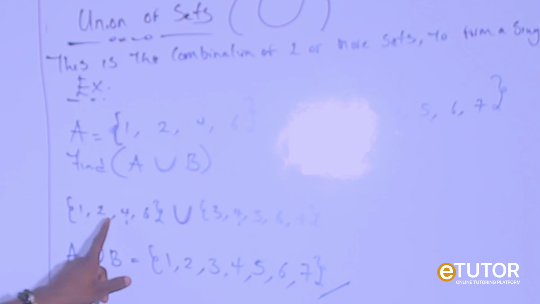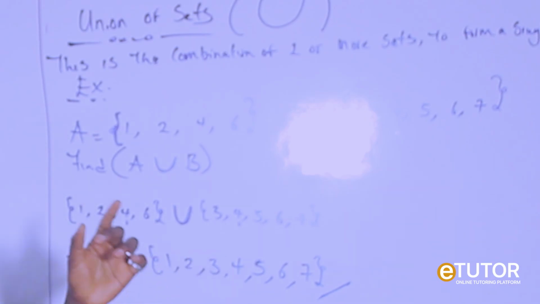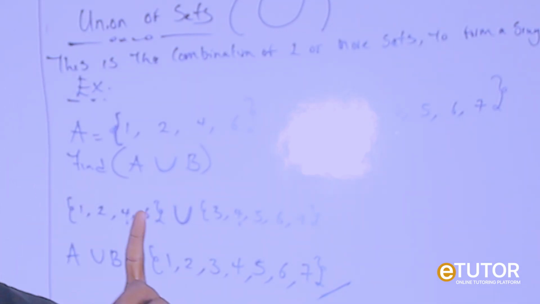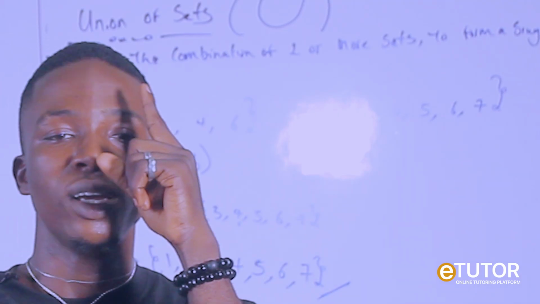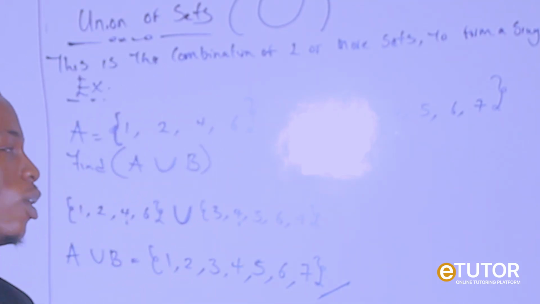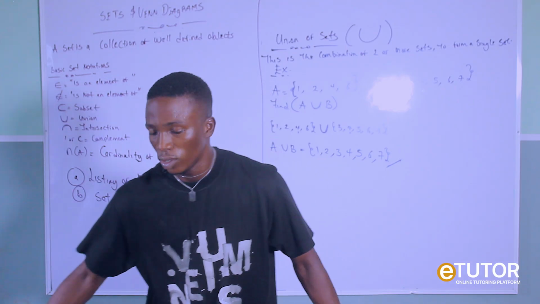Any element that occurs more than once should be written just once. So we had 4 here, and we also had 4 here. So instead of writing 4 twice, just write one of the 4s. We also had two 6s. So instead of writing two 6s, just write one of the 6s. That is how to find the union of sets, without repeating an element more than once. So let us continue.